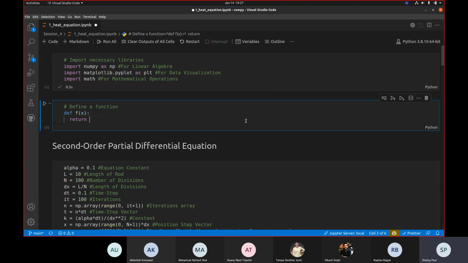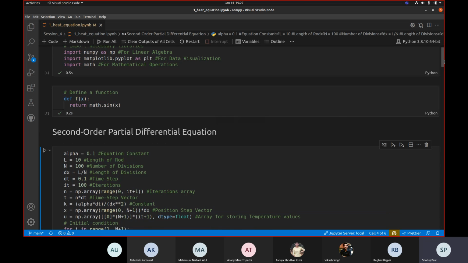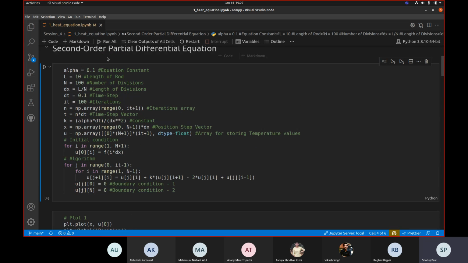Let's take a simple function, math.sin(x). Now I have given some value to constants. I have taken alpha to be 0.1.